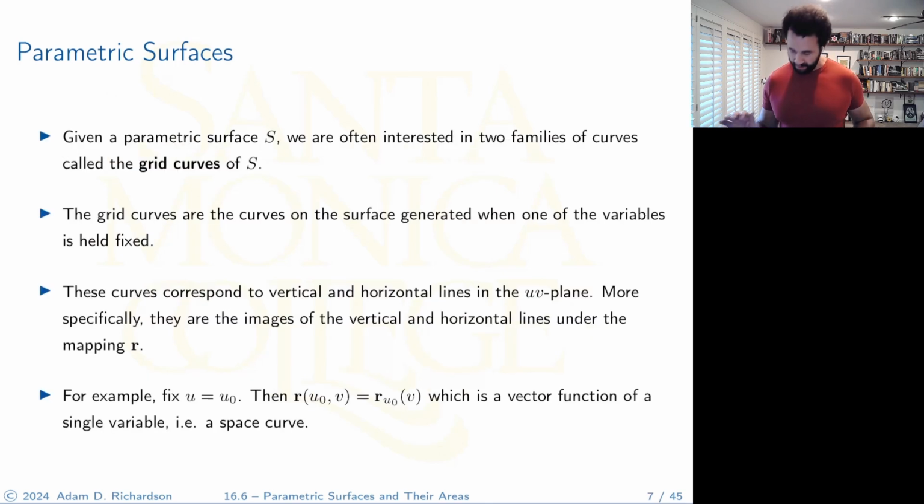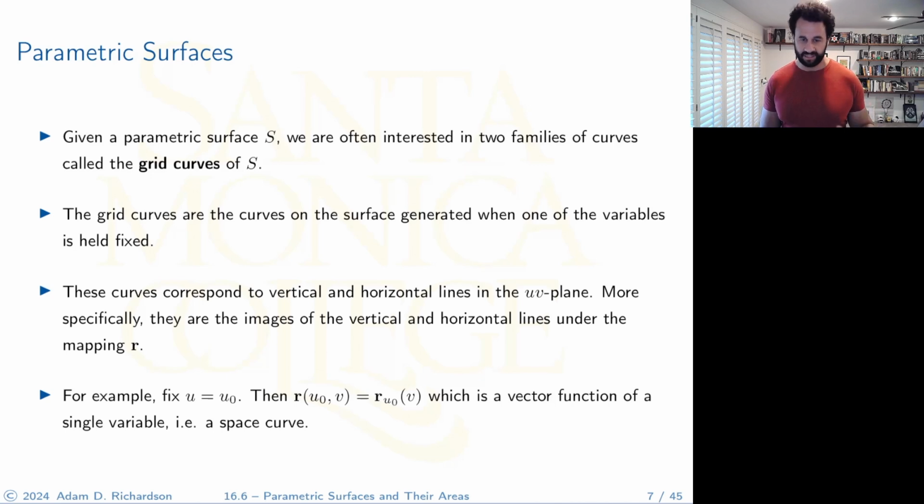All right. Now, there's a particular set of curves that we are interested in when we talk about parametric surfaces. So if we've got a parametric surface S, we are particularly interested in what are called the grid curves of S. And the grid curves are generated when you hold one of the variables fixed.